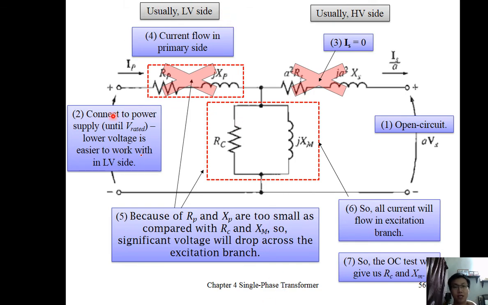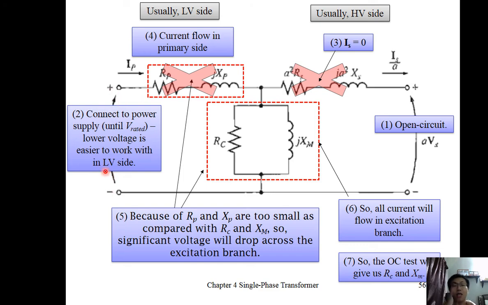Assume that this is the low voltage and this is the high voltage in our equivalent circuit. First, I open circuit the high voltage side. Second, I connect the power supply up to V rated. Just now I gave you an example: this is 2400 volt, this is 24 volt. It is easier to work with the lower side because it's easy for us to input 24 volt.